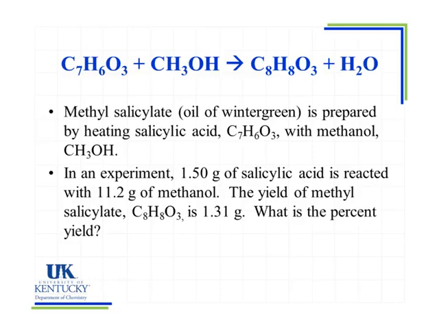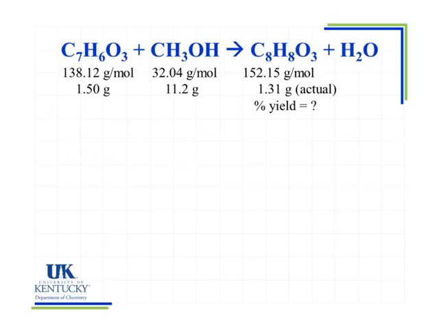So we've got a lot of information given, and we also have several substances mentioned that we're going to need the molar masses for. So we're actually going to go to the next page and summarize all this information so that we can then do our calculation. So here we see our balanced chemical equation. We see the molar masses for each of our substances, as well as the amounts of each substance that was given in the problem, along with the actual yield.